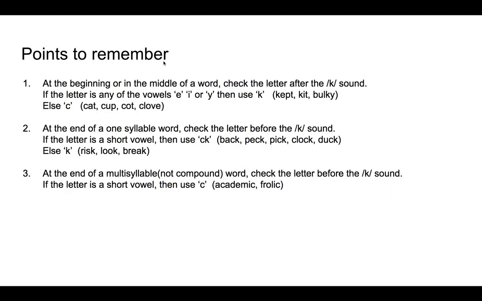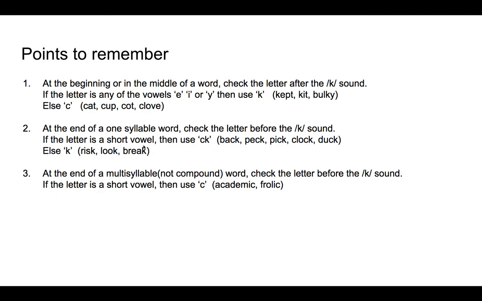So these are the points to remember. At the beginning or in the middle of a word, check the letter after the k sound. If the letter is any of the vowels E, I, or Y, then use K. For example, kept, kit, bulky. Else use the letter C. Cat, cup, caught, clove.